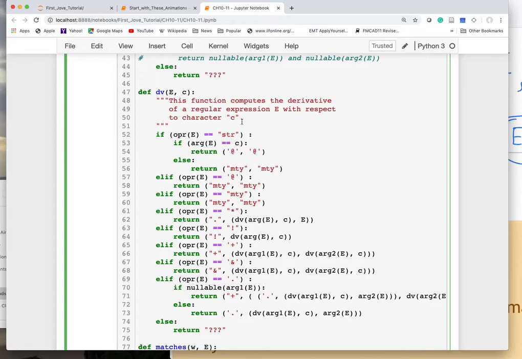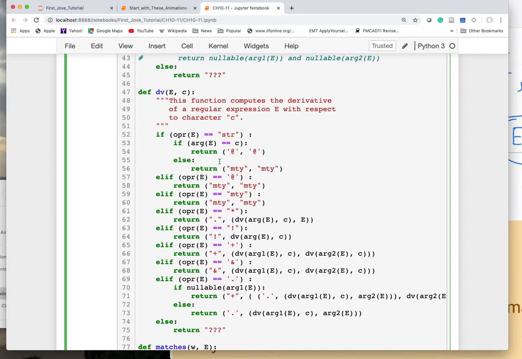Okay. So derivative of E with respect to character C. How does it go? If the operator of E is a string, then if the argument of E is also C, then what? I'm trying to derive the regular expression C through symbol C. It should derive and return epsilon. I'm returning a pair for some silly reason. You will understand by studying the code. But essentially, I'm returning the epsilon here.